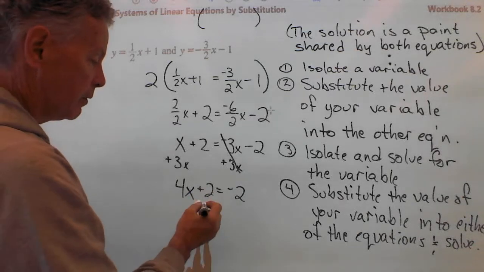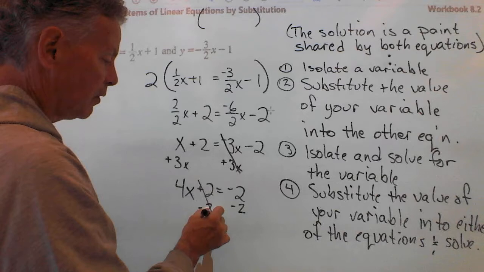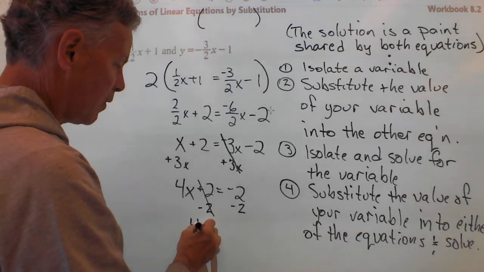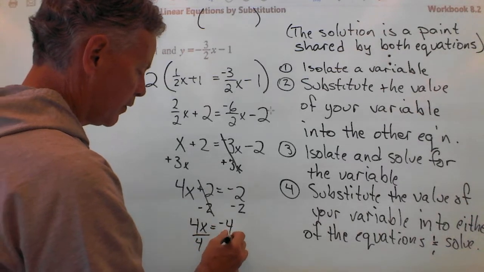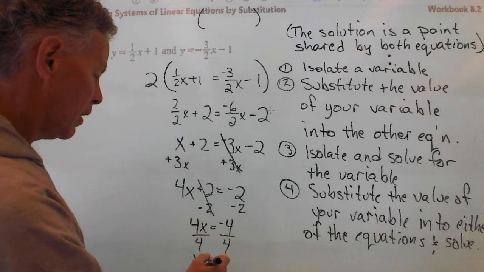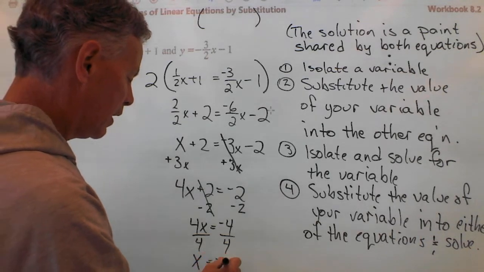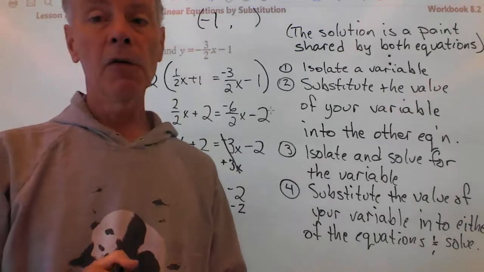Get rid of the 2. Take away 2 from both sides. Gives you 0 on this side, and you have 4x equals -4. And then finally, you can divide both sides by 4 to give you x. Can you see that? Oh, just barely. X equals -1. So our x value, we now know is -1.